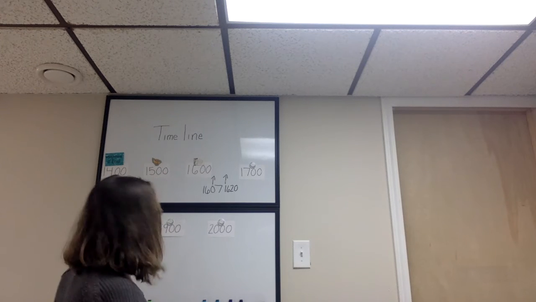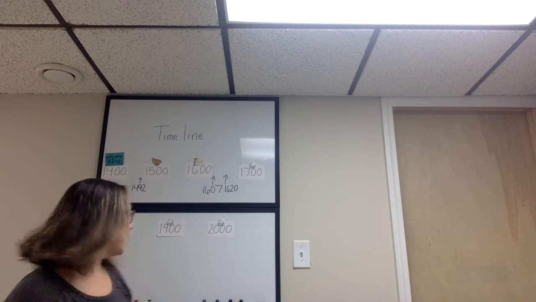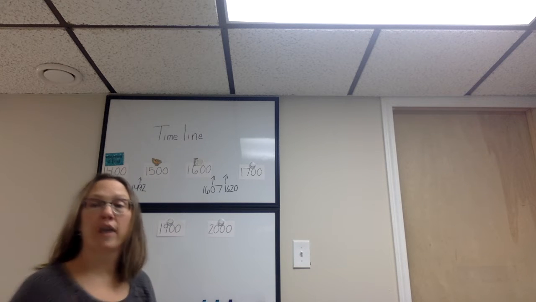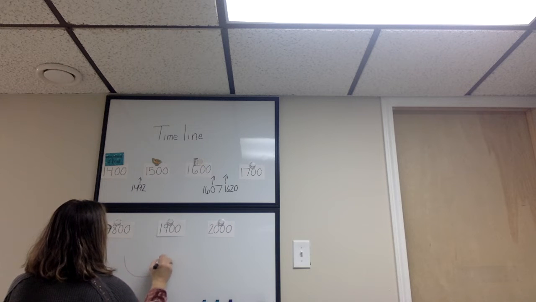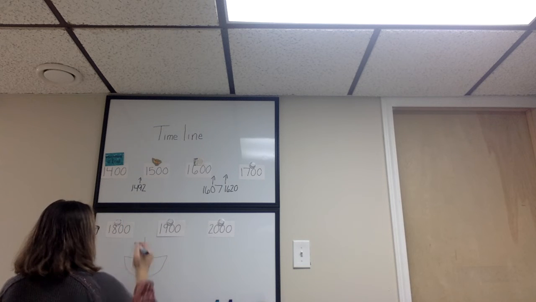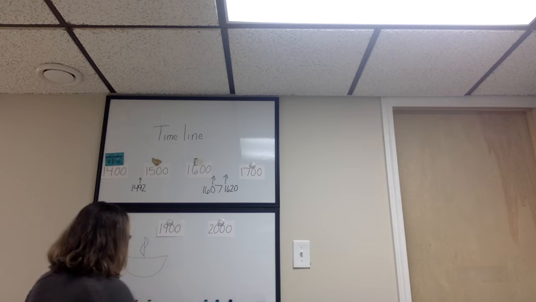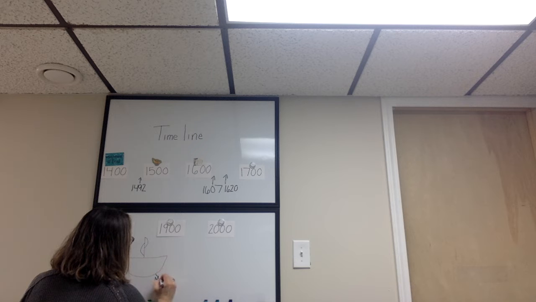Next, we are going to draw a picture of what we learned about our story today. So I am going to start out with drawing a ship. What was the name of the ship that the Pilgrims traveled on? That is correct. The name of the ship that the Pilgrims traveled on was called the Mayflower, and I'm labeling my ship.